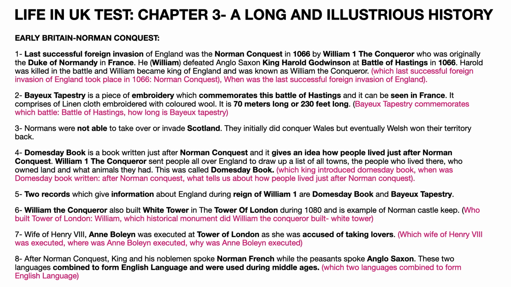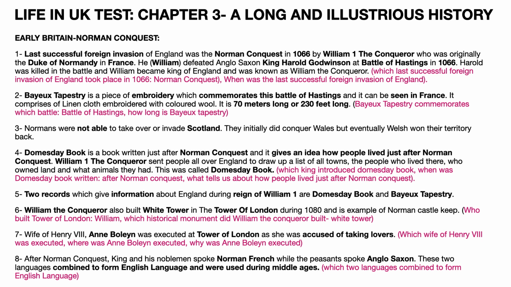The Normans were not able to take over or invade Scotland. They initially did conquer Wales, but eventually the Welsh won their territory back. Now, Domesday Book is a book written just after Norman conquest and gives an idea how people lived just after Norman conquest. William I the Conqueror sent people all over England to draw up a list of all the towns, people who lived there, who owned land, what animals they had, and this was referred to as the Domesday Book. So the questions asked in this are, which king introduced the Domesday Book? That was William I the Conqueror. When was Domesday Book written? After the Norman conquest. What tells us about how people lived just after the Norman conquest? That is the Domesday Book.